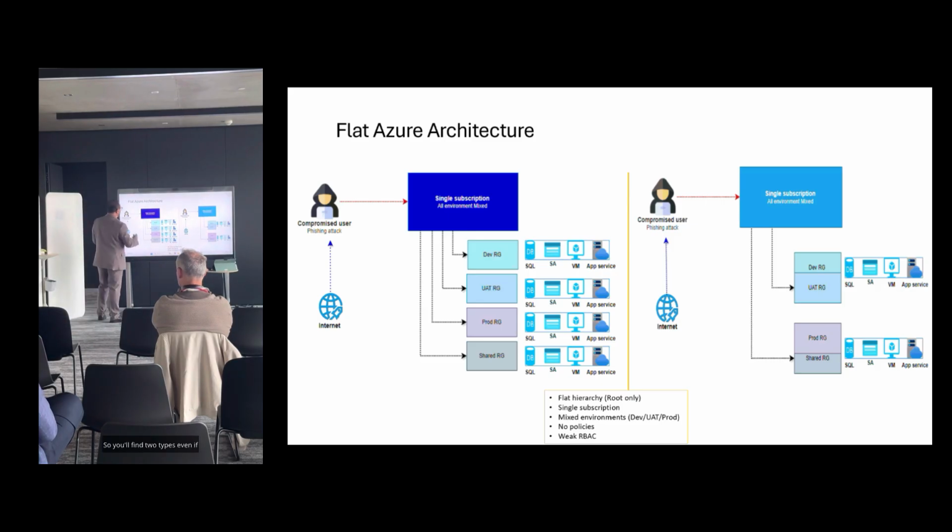So you'll find two types, even if you have the same subscriptions. Then you'll find all resources for different environments, a dev environment, a production environment, and a shared environment, all under one subscription. And by the way, there's a worst case scenario for that: you have dev, UAT, and prod and shared all in the same network. I'll come back to this topic later. But imagine now you have all your environments under one subscription. You don't have any governance.